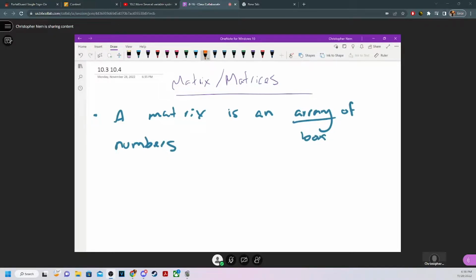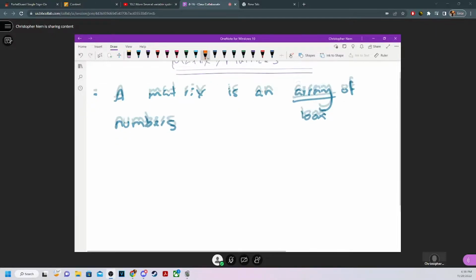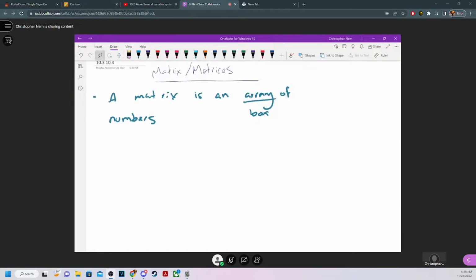Now, even though it's just a box full of numbers, we give it meaning so that we can have some uses with it. In particular, we are going to use it for linear systems. They have other applications without thinking about linear systems, but in particular, we will view them as linear systems. They make our problems very organized so that when we're doing our work, we don't have to keep track of all the variables that are hanging around in our problem.